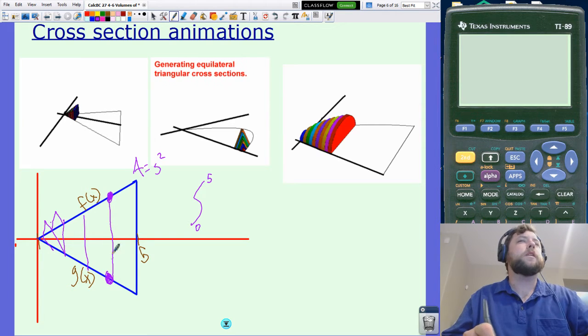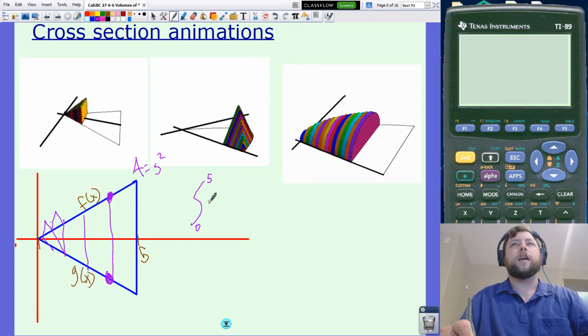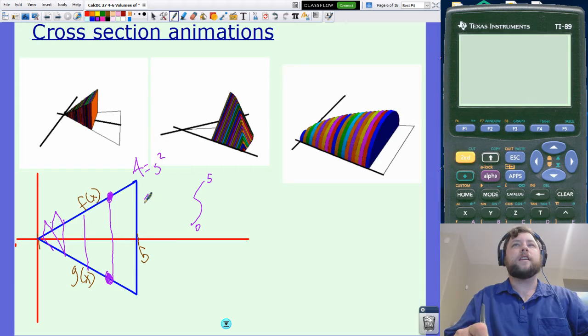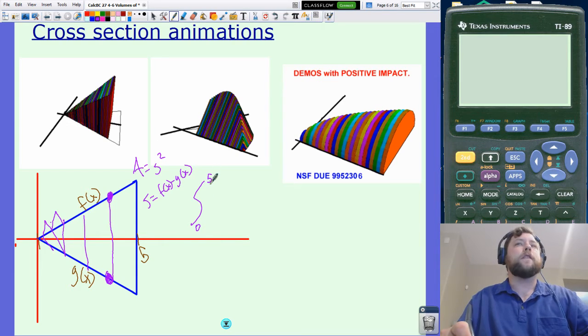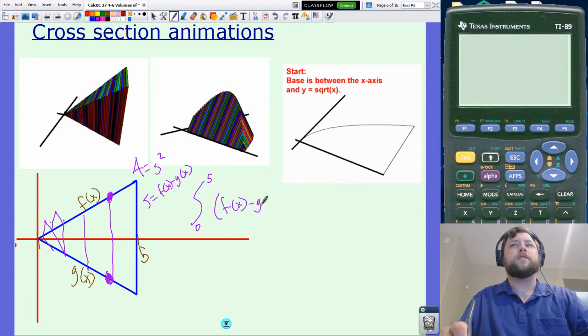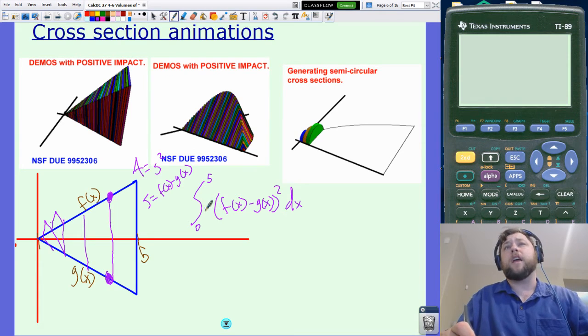The length between two spots would actually be the difference between those spots. So what I can say, my area, instead of saying side squared, side is going to be the difference, f of x minus g of x. So I'm going to integrate from 0 to 5 of f of x minus g of x squared dx, whatever functions those are. I plug that in, I get my area.